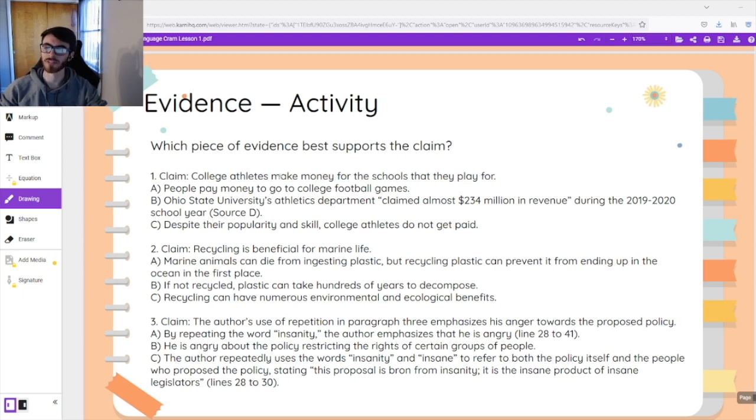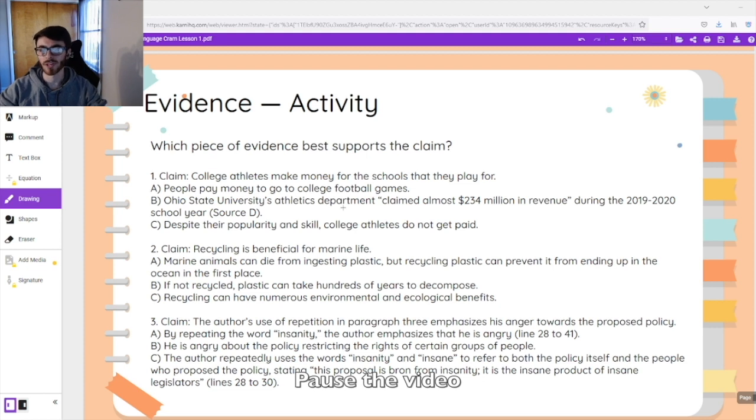So that's our claim. College athletes make money for the schools that they play for. Now we want evidence that supports that claim, right? We don't want evidence that supports our thesis. We want evidence that supports the claim that college athletes make money for the schools that they play for. Option A, people pay money to go to college football games. Option B, Ohio State University's athletics department claimed almost $234 million in revenue during the 2019-2020 school year, source D. And choice C, despite their popularity and skill, college athletes do not get paid.